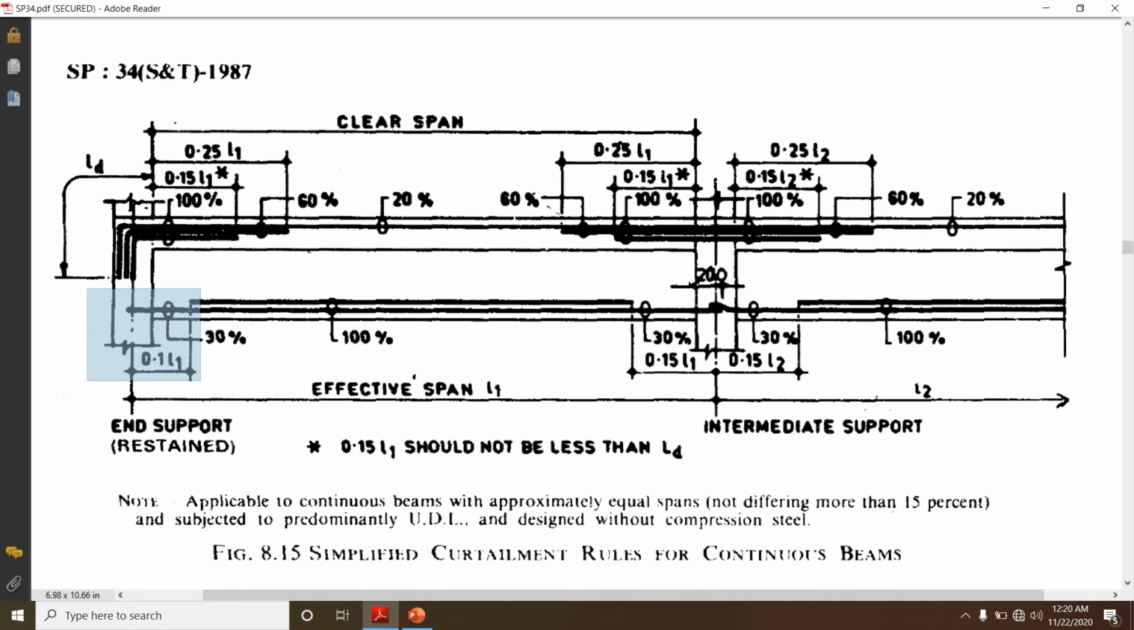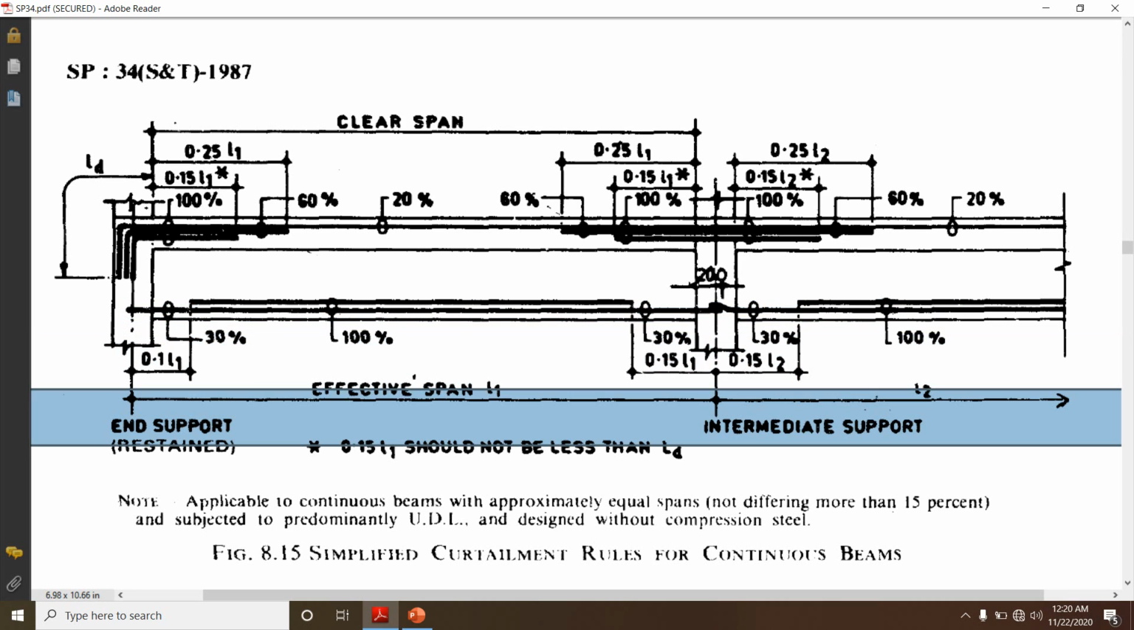If you see, this is the end support we have, and this is the intermediate support. Then we have a span, that is the effective span L1, and the next span is L2. At the bottom, they have provided the main reinforcement here at the center, which is 100%. When you go near the support, in the bottom tension reinforcement, we can provide 30 percent of the reinforcement. At the center it will be 100 percent, and near the supports we can provide 30 percent.